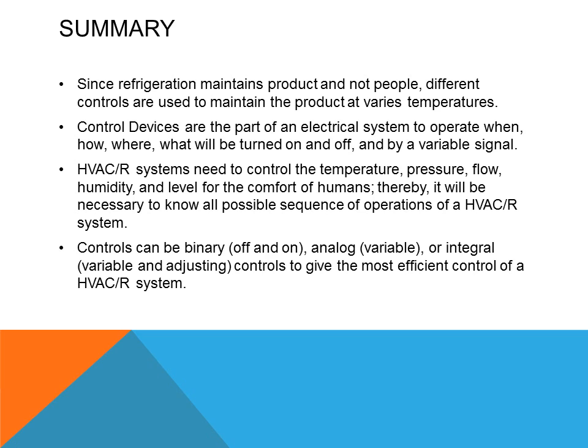HVAC refrigeration systems need to control the temperature, pressure, flow, humidity, and level for comfort of humans, but in refrigeration systems, of course, it is maintaining the product. Even some product will have humidity control, such as aging meat or beef. Thereby, it is necessary to know all possible sequences of operation of an HVAC and refrigeration system. Controls can be binary, which is on and off, analog, which is variable, or integral, which is variable and adjusting, to give the most efficient control of an HVAC system.